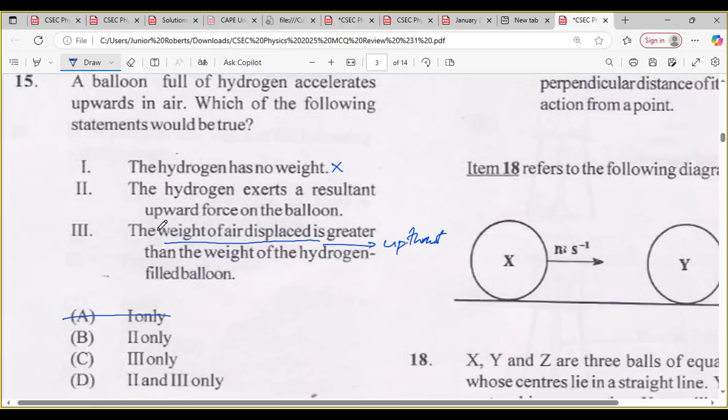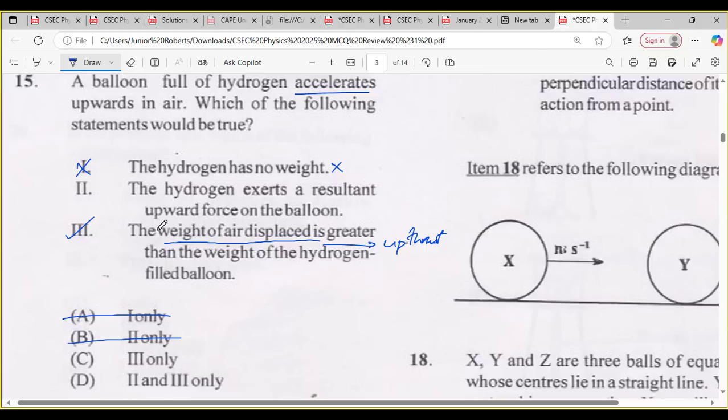So what we're saying now is that the upthrust is greater than the weight of the hydrogen-filled balloon. So the upthrust is greater than the weight, so it must accelerate upward as what we are told right here. So this is true, right? So we know that option 3 is true, so it means then that this is out of our options. So now we narrow it down to a 50% chance of selecting the correct answer. So we need to go back to this one now.